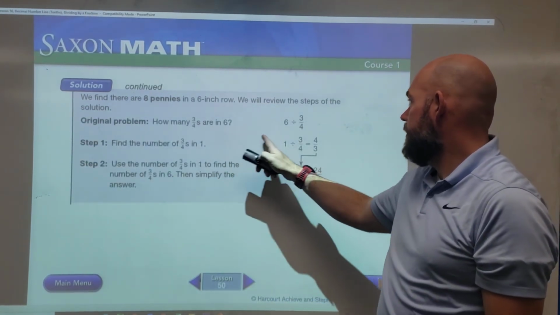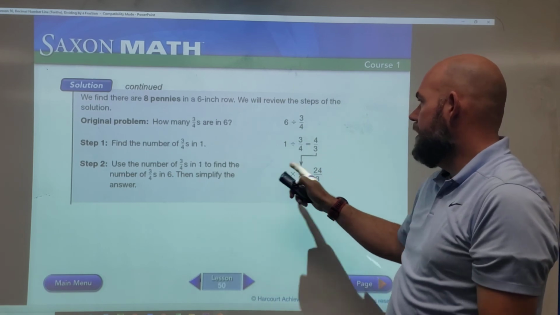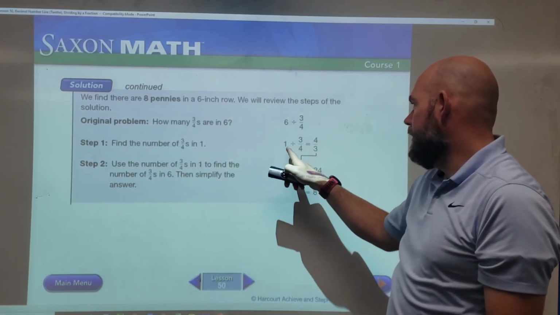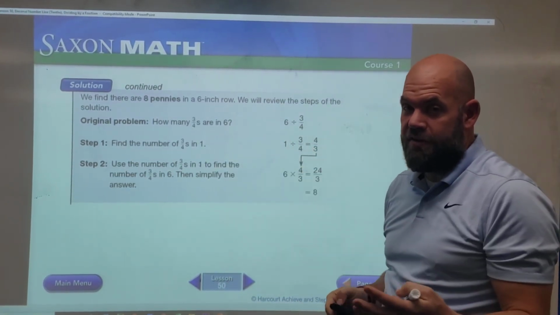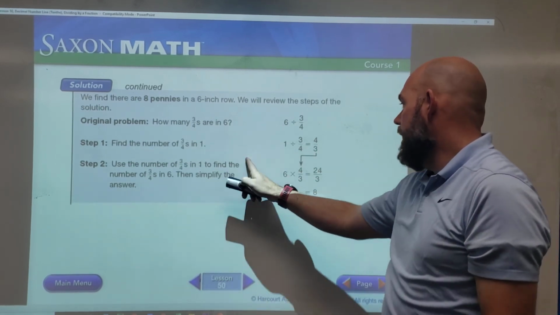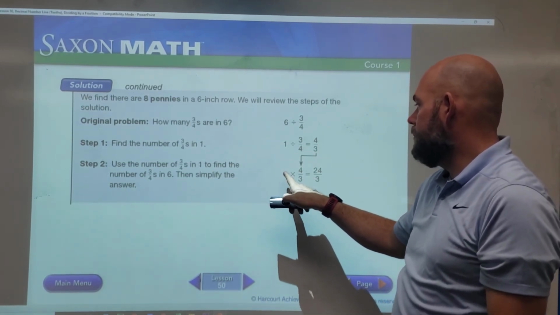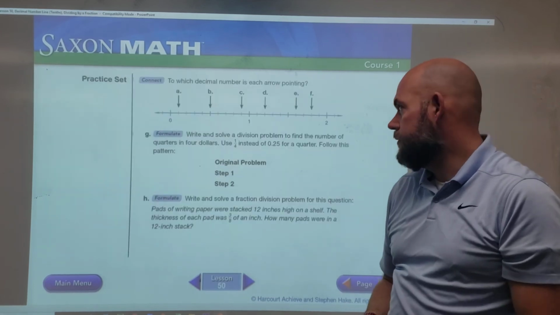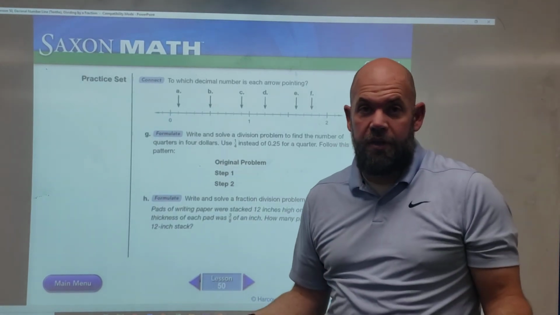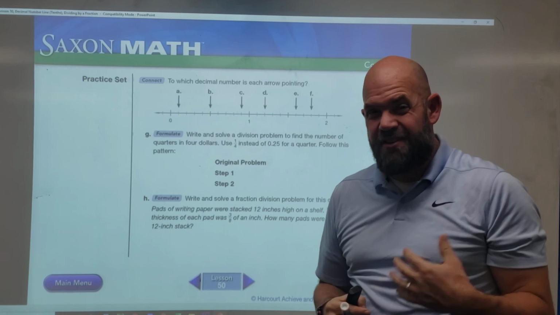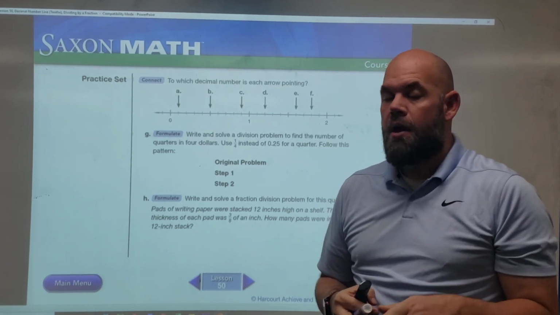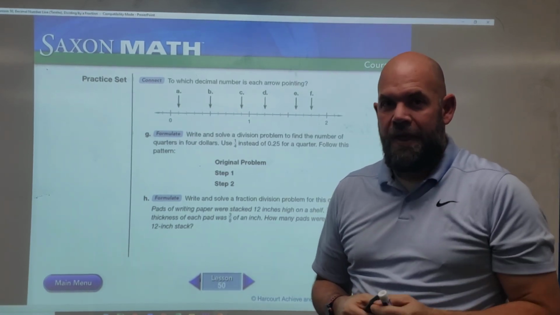So how many 3/4 are in 6? Write it like that. Step 1, find the number of 3/4 in 1, which is 4/3. So now they're just saying multiply by the reciprocal and then apply that to the original problem. 6 times 4/3 equals 24/3 or 8. That's the whole thing. It's really just one concept, but it's kind of a complicated concept. So you're going to have to practice doing it a few times. Good luck.